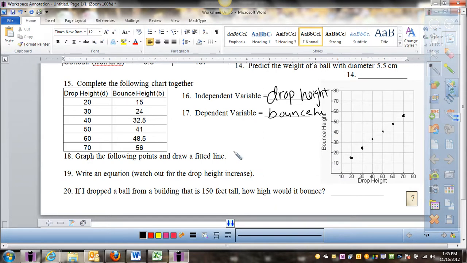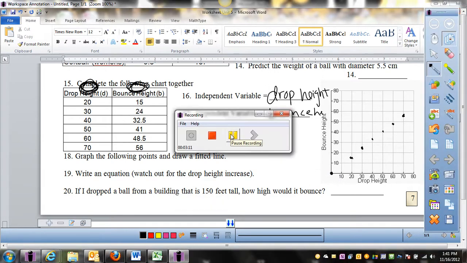Well, in this case, if you think about it, it's an experiment. We dropped something and it bounced. So what if we drop it from a height of 0? What do you think it's going to bounce? Well, obviously the correct answer would be 0. If you don't drop it, it won't bounce. Independent, dependent. So 0, 0 is going to be my other ordered pair, Shazam.